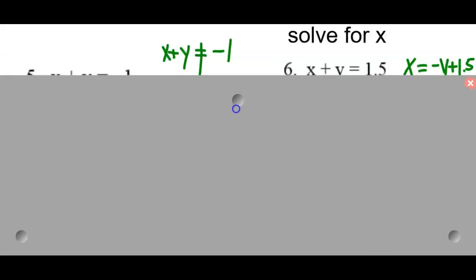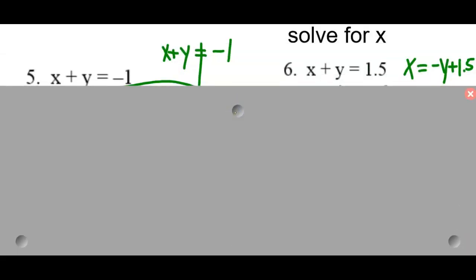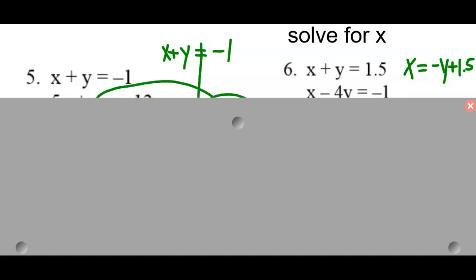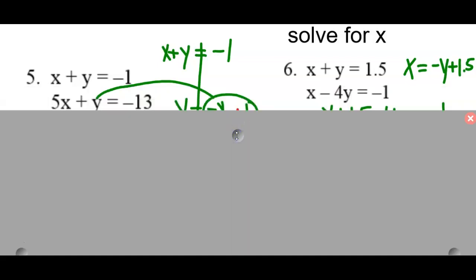Which one are you going to solve for x? I would do the top one. It's easier because it's a positive x and a positive y. Okay? Now we've got decimals in here, but that's okay. We know how to do math. We're okay with that. So once I solve this, I get x equals negative y plus 1.5, because I have to take away a y on both sides. So this is what I would get. And now I'm going to substitute that into here.